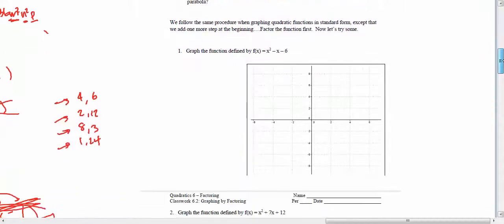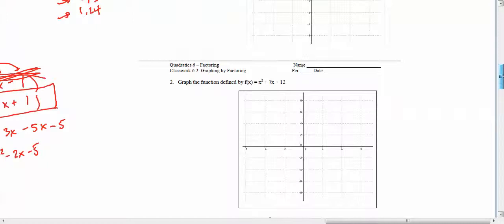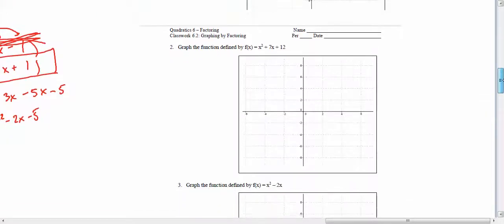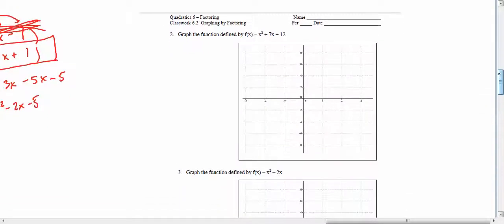But here's the thing that makes it really cool: you can graph these things really easily. I told you at the beginning of this that I'm going to show you how to graph these things without making a table. And you asked me, how do I do that? Yeah, I did. And I'll show you how.